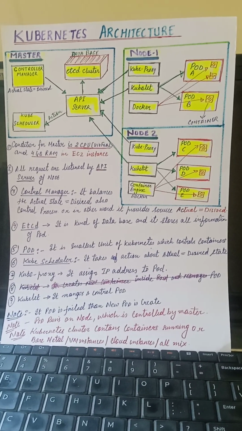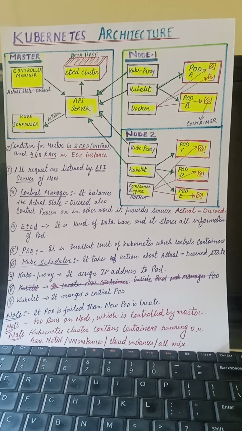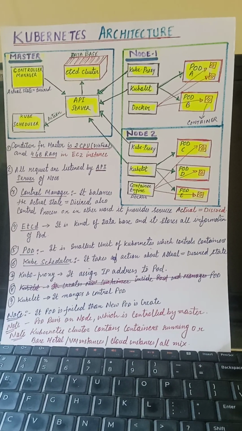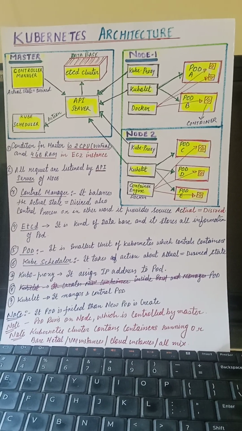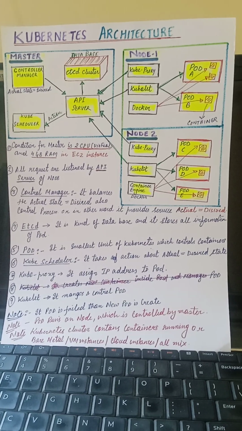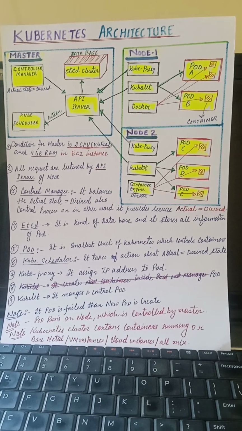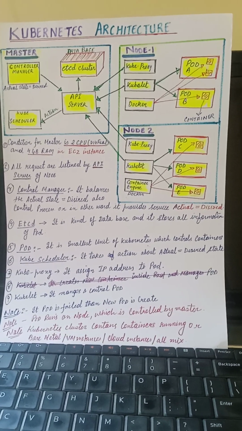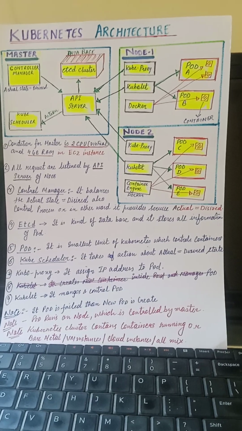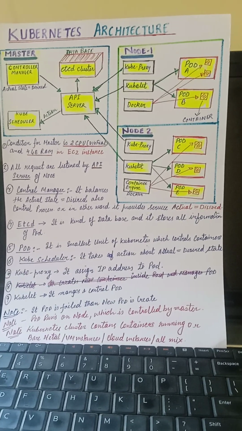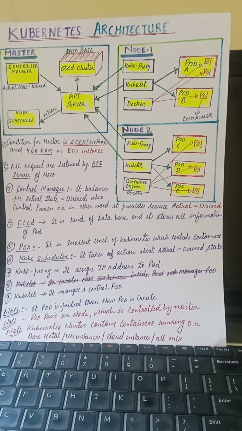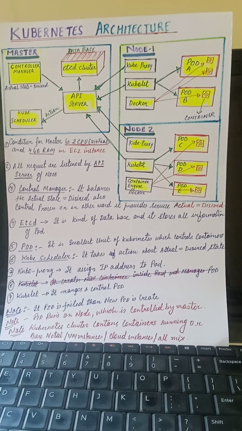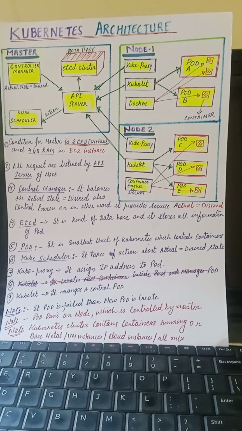Our second point is that all requests are listened to by the API server of nodes. We have already discussed this point: the API server listens to all the requests from the nodes. Third point, the controller manager balances the actual state equal to the desired state, and also controls processes. In other words, it provides services like actual state equal to desired state.